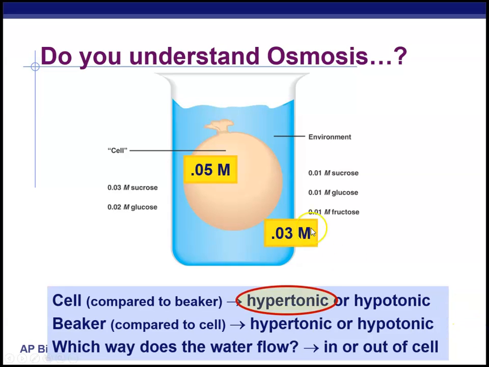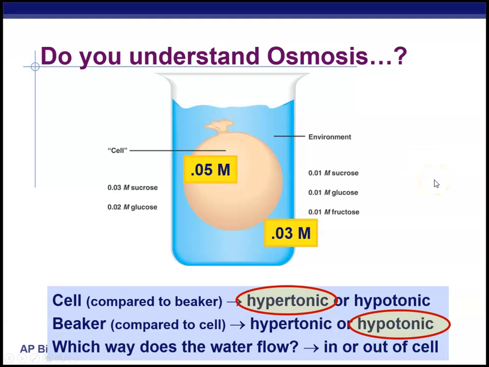There it is. It's hypertonic because the cell has a higher concentration than the external environment that it's in. How about the beaker compared to the cell? Well, that would be the opposite. It's hypotonic compared to the inside of the cell. These words, hypertonic and hypotonic, you use them to compare two areas with one another. And often in biology, it's comparing a cell, what's inside versus what's outside.